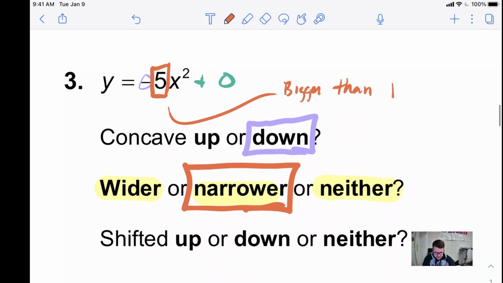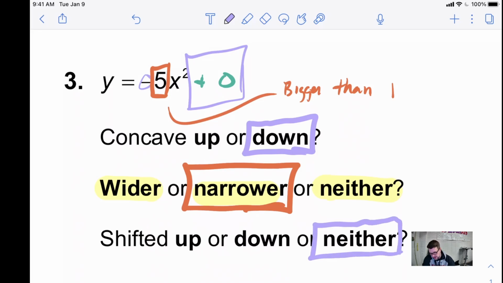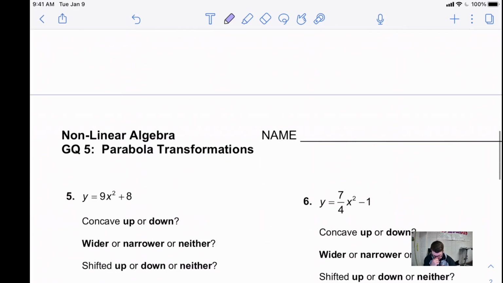The last part says, is our graph shifted up, down, or neither? And this one is identified by this last piece. Since that's a +0, that means we didn't move. We didn't move up, we didn't move down, so that means neither would be the appropriate response. Let's look at the next page.